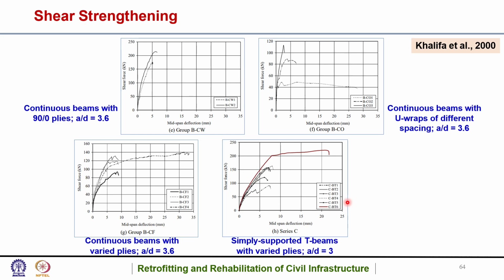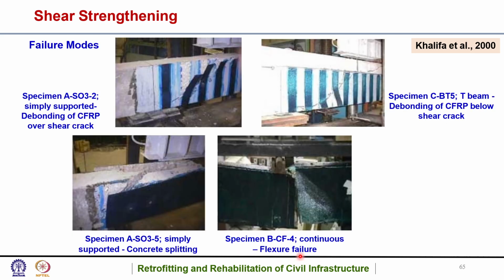Okay, and again these were for the continuous beams as well as simply supported T beams, with varied plies. So these were basically the failure modes as observed from the investigation. So this was the investigation.